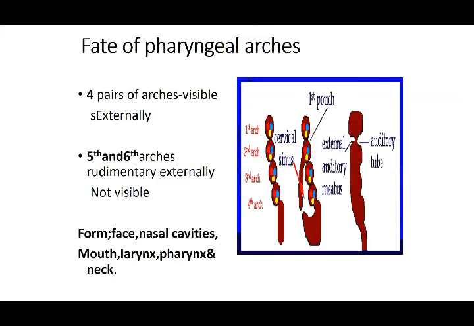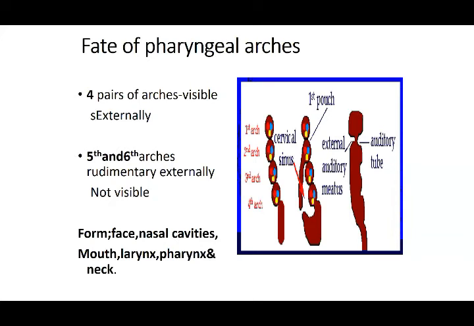Then there are the pharyngeal arches. These pharyngeal arches have a central component, that is the mesenchyme. You see the red portion with the artery, nerve and the vein inside, which has its own formation of the different structures. Now what is there? There are said to be 4 pairs of arches visible, which are externally visible.